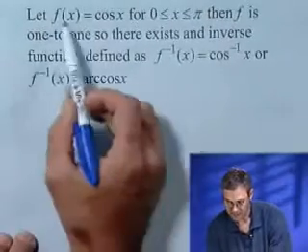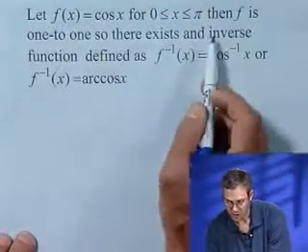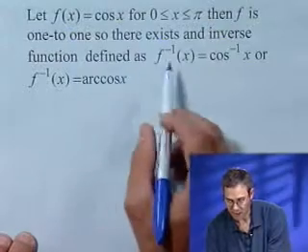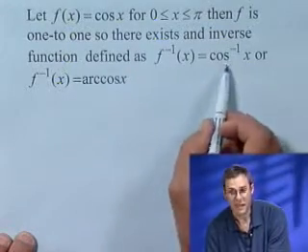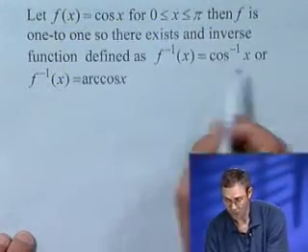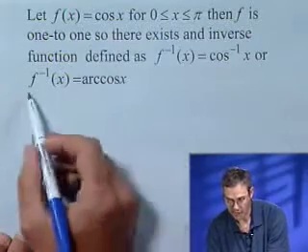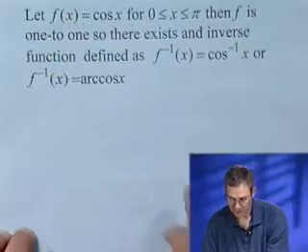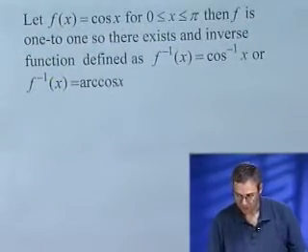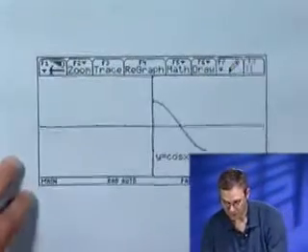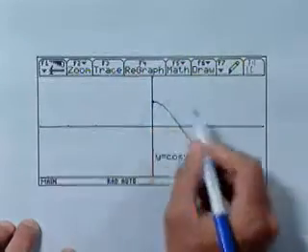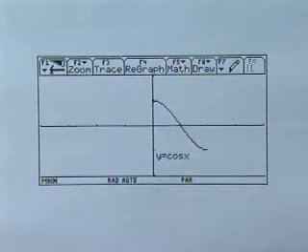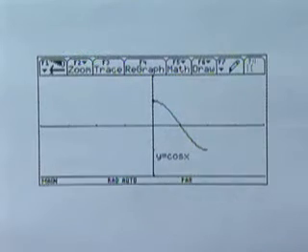Therefore, since this is a one-to-one function, there exists an inverse function, and we'll define the inverse as cosine inverse of x. Or you'll hear me refer to it as arc cosine. These are the exact same things. Okay? So this is going to be our function that we're going to talk about first. Here's the cosine function. Okay, we've eliminated all the other stuff. That function's one-to-one, and so there's an inverse function.